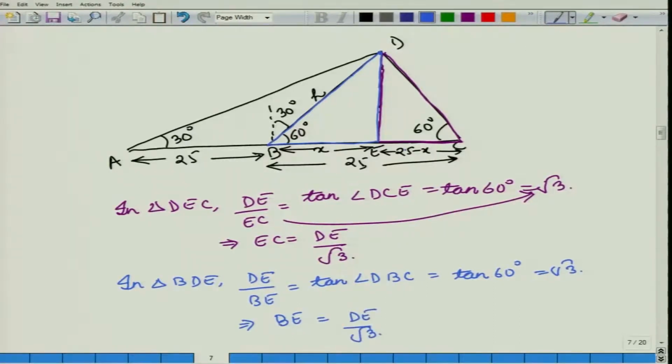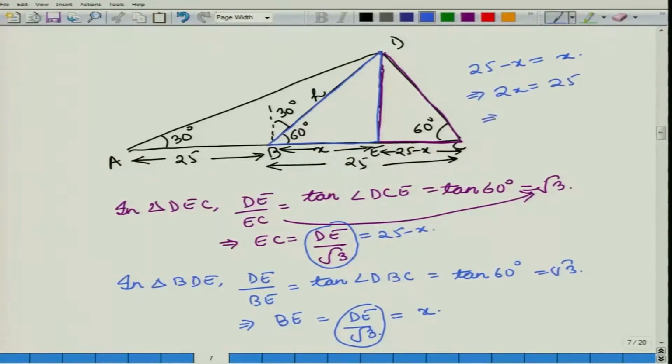Now, we know that BE is equal to x and EC is equal to 25 minus x. As we can see, 25 minus x is DE upon root 3, and here also we have DE upon root 3. So, we get that 25 minus x is equal to x, or 2x is 25, or x is 25 upon 2, which is 12.5 meters. So, we have calculated x. This portion is divided into 2 halves, which are 12.5 and 12.5.